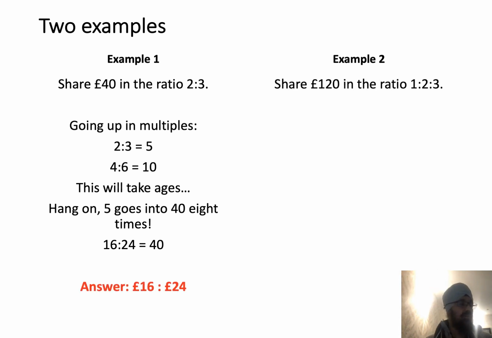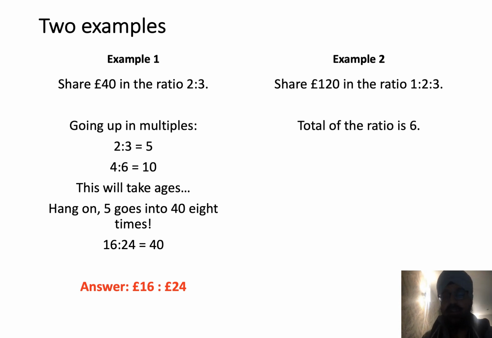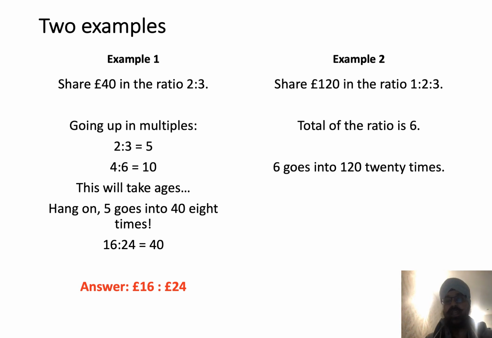So share 120 pounds in the ratio 1 to 2 to 3. You will add them up. Okay, total is 6. So divide 120 by 6. 6 goes into 120 20 times, because 6 twos are 12. Okay, so it's 20 times. Then each part is 20.